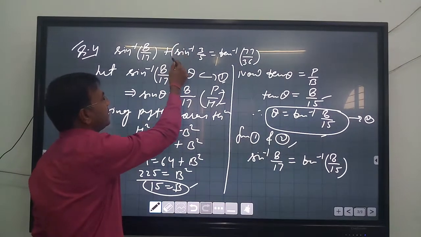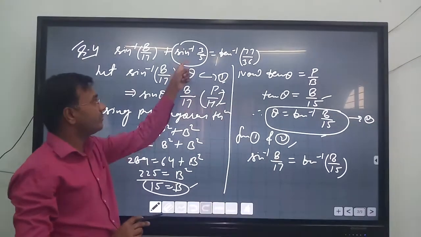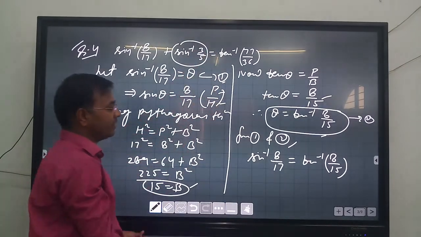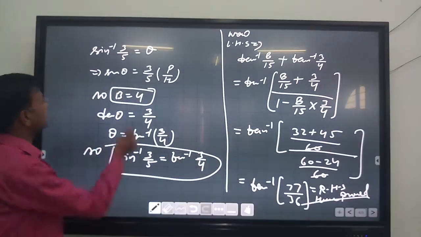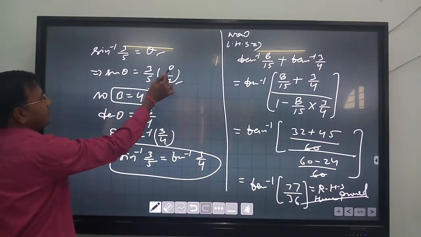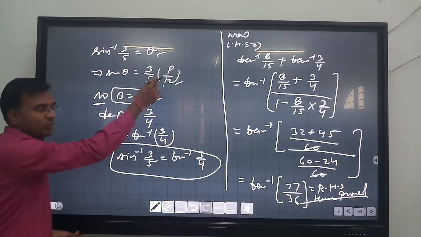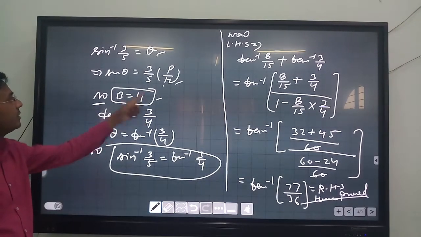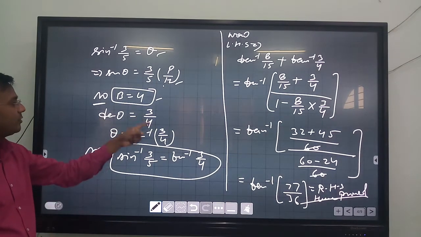Similarly, this sin inverse 3/5 we will convert into tan inverse. Again we assume it as theta, p by h. Then we use Pythagoras theorem. Sin theta is 3 by 5, p by h. I have directly written the base equal to 4, but you can also calculate the base. So tan theta is p by b, p is 3, base is 4, so 3/4, and theta will be tan inverse 3/4.